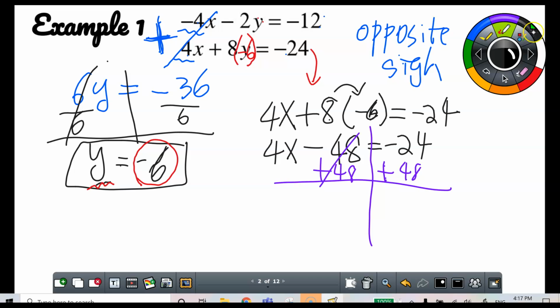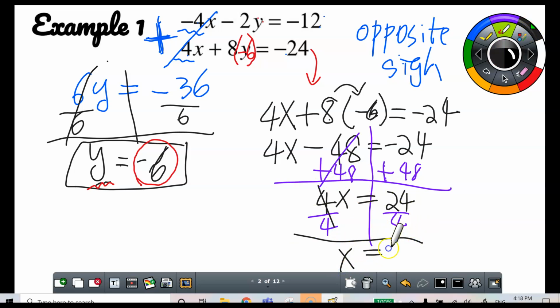So we have 4x equals, add up the two numbers, +24, and then divide by 4. So we have x equals 6. And we finish. x equals 6, y equals -6 is the solution of this system of equations.